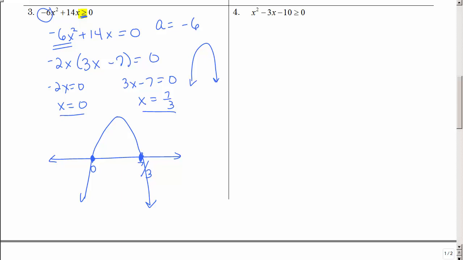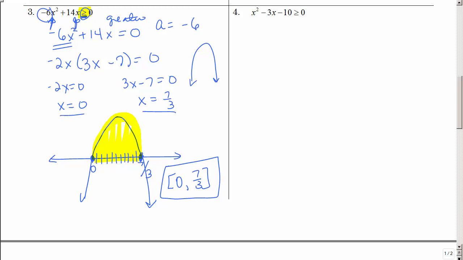Now, what part of the parabola do we want? Was that greater than or was it less than? Well, that looks like greater than to me. So greater than is above the x-axis. So what are the x values that correspond to that part? It goes from 0 to 7/3. That's your answer. So again, any of these values in here, you plug them in for x, do the arithmetic, you would get numbers greater than or equal to 0.